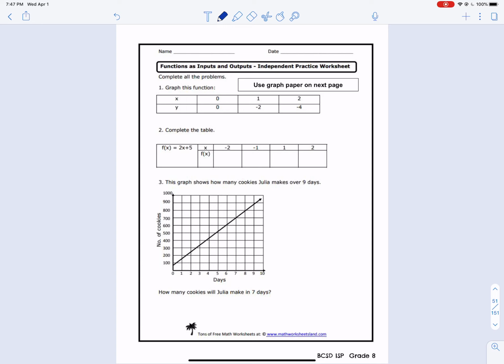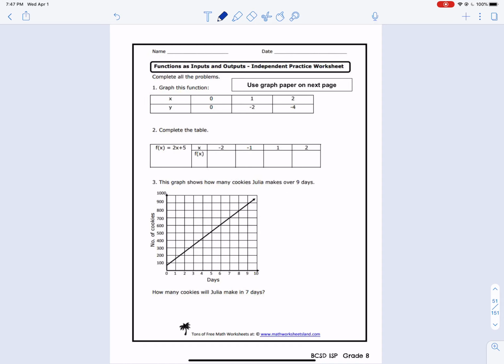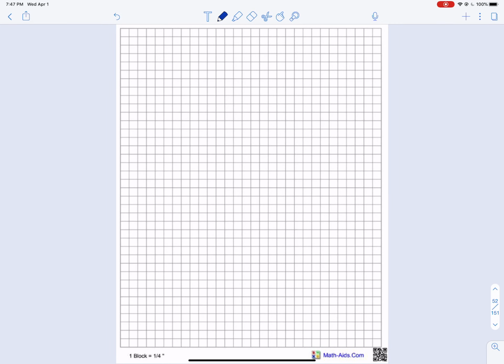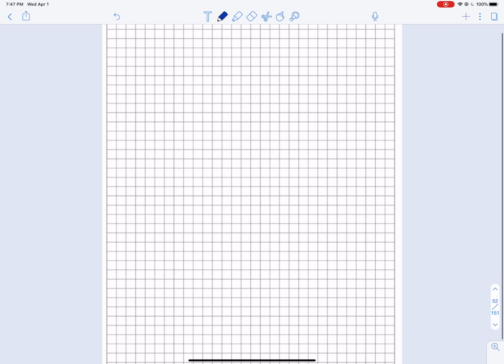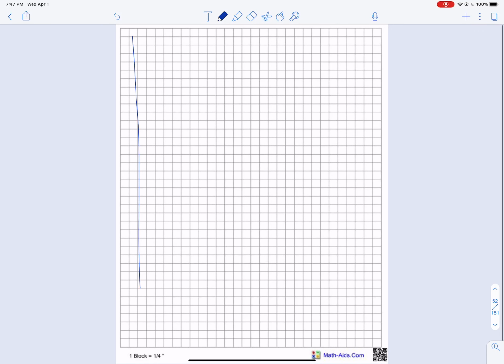We have graph paper if we need it, and it says to graph this function. Okay, so plot the points, see what it looks like. It's most likely going to be a straight line. So here we have graph paper. Remember, it's not always just X over here and Y over here, all right? It depends on our numbers, so don't just assume that.